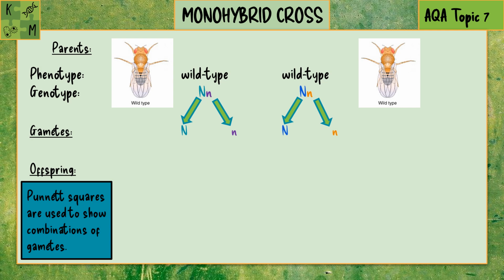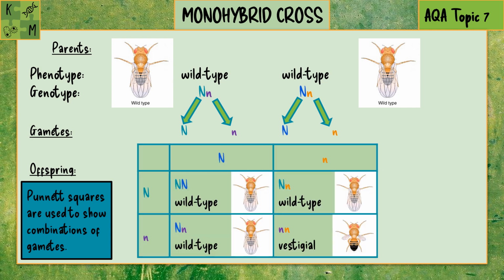So this helps us to show the different combinations. I'd really advise you draw these out, even if you think you don't need to. It just means that you're not going to miss any combinations. So down the side, we list the alleles from the gametes from the first parent. So we've got our big teal N and we've got our little purple n. Across the top, we're going to list the gametes from the second parent. So we've got the big blue N and we've got the little orange n.